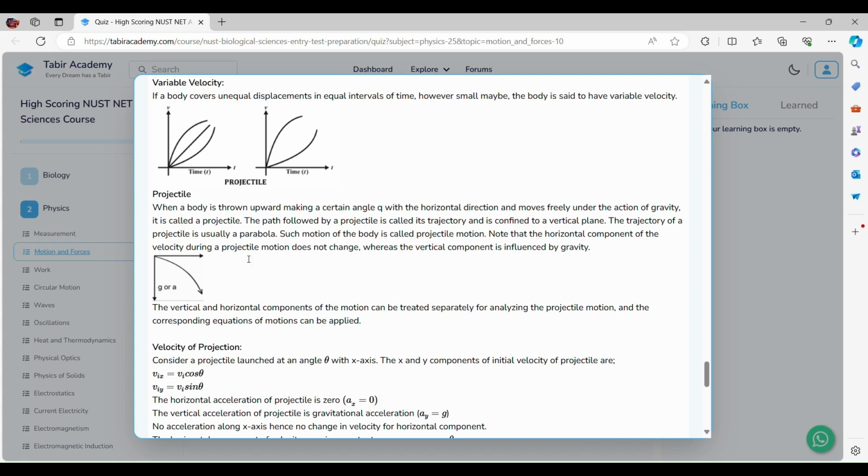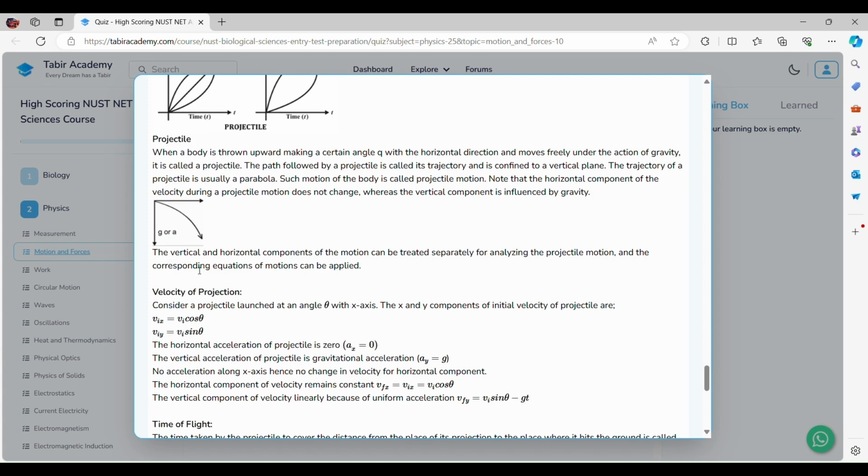Note that the horizontal component of the velocity during projectile motion does not change, whereas the vertical component is influenced by gravity. The vertical and horizontal components of the motion can be treated separately for analyzing the projectile motion, and the corresponding equations of motion can be applied.